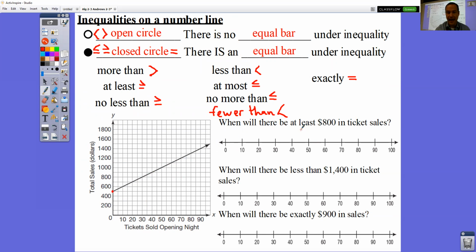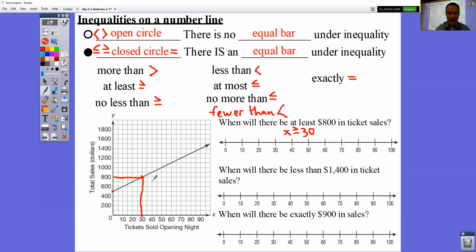So when will there be at least $800 in sales? So 800, I'm going to go over to 800. I'm going to go over till I meet my line. Notice that it's right there. I go down and it's at 30. So 30 is in our inequality statement. We're going to have an X at least 30. At least is greater than or equal to.